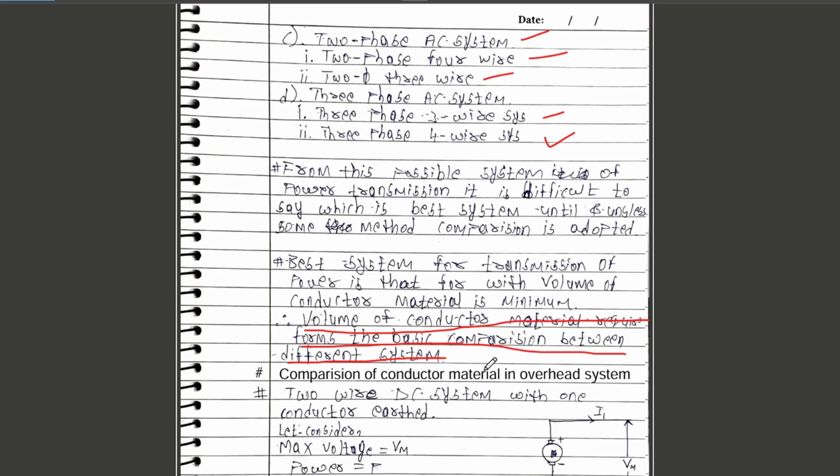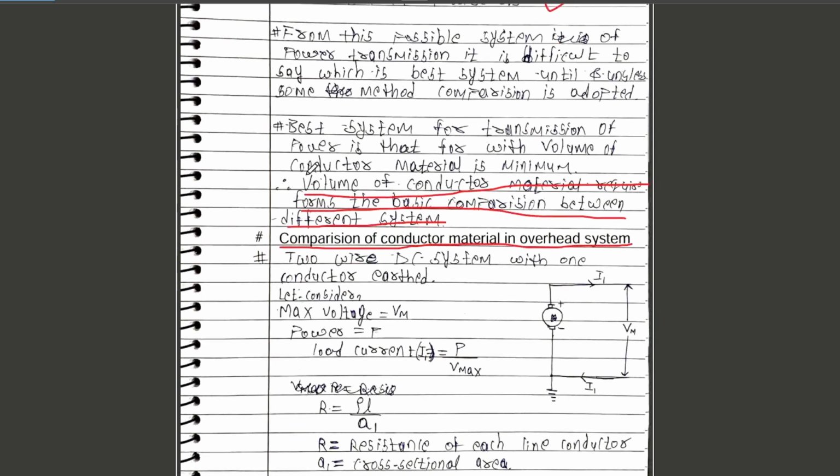The next topic is comparison of conductor material in overhead systems. Now we will learn about the volume of conductor material for each system. The first system is a two-wire DC system with conductor earthed.